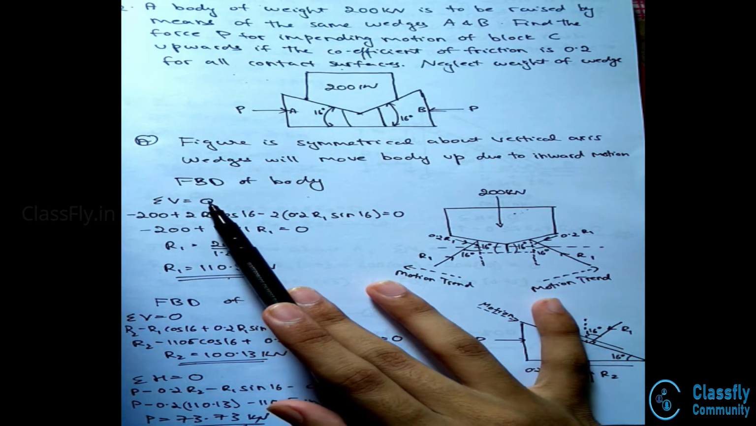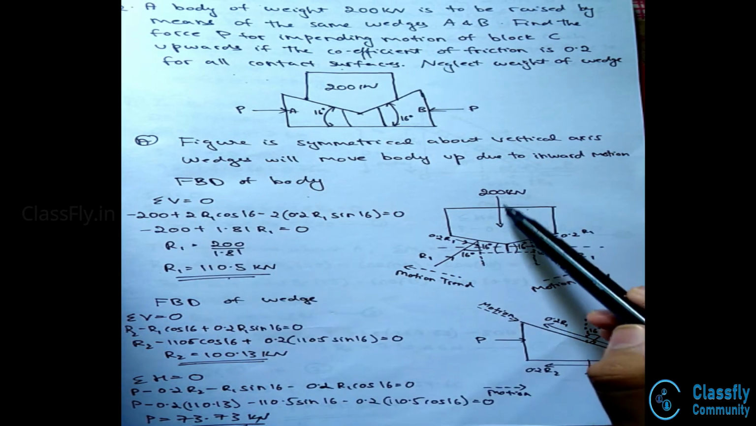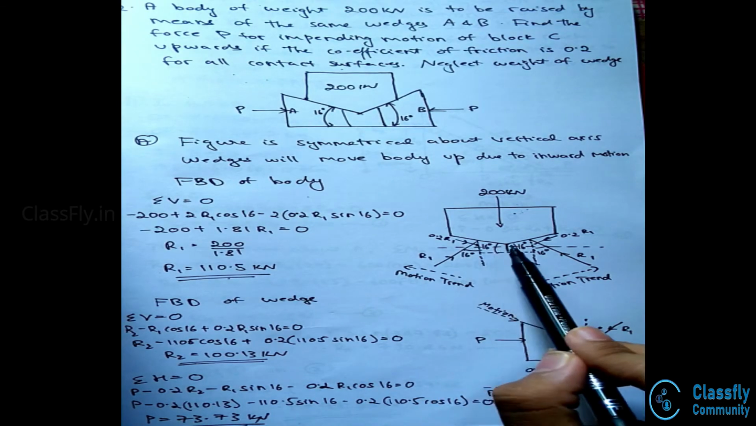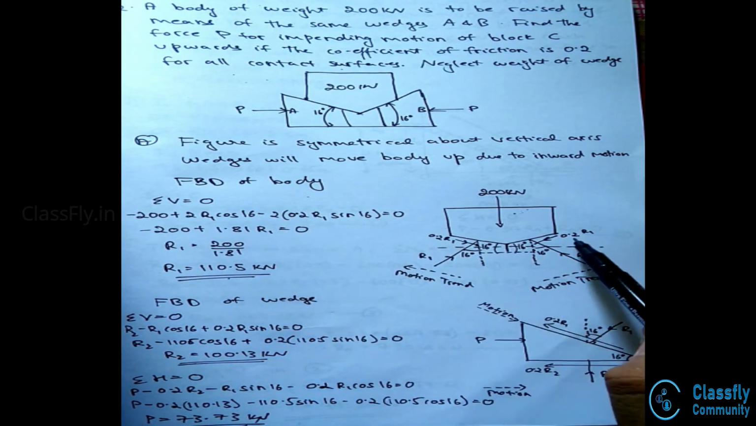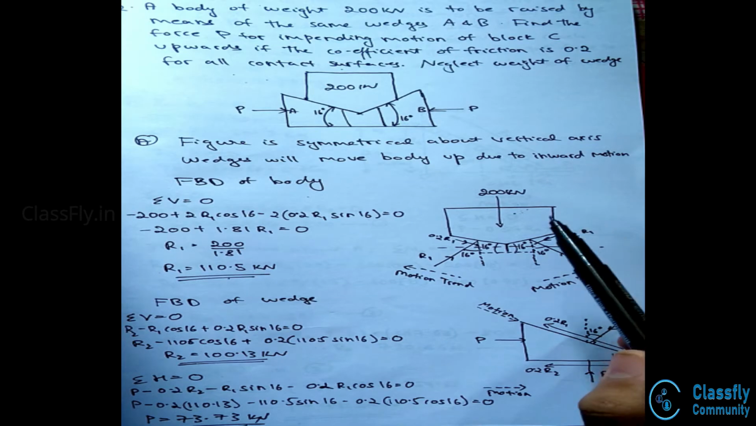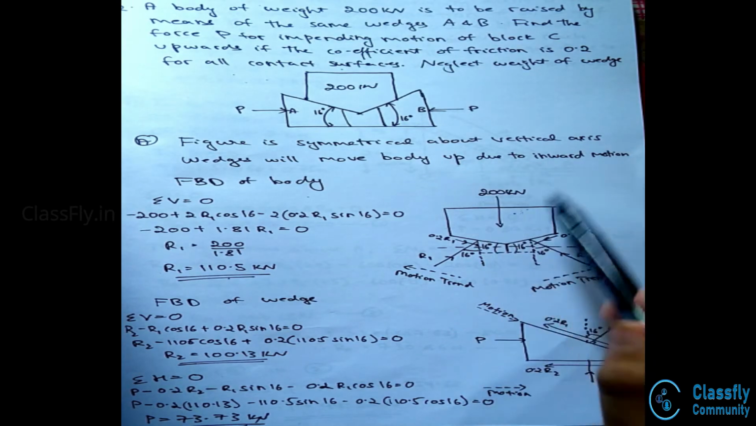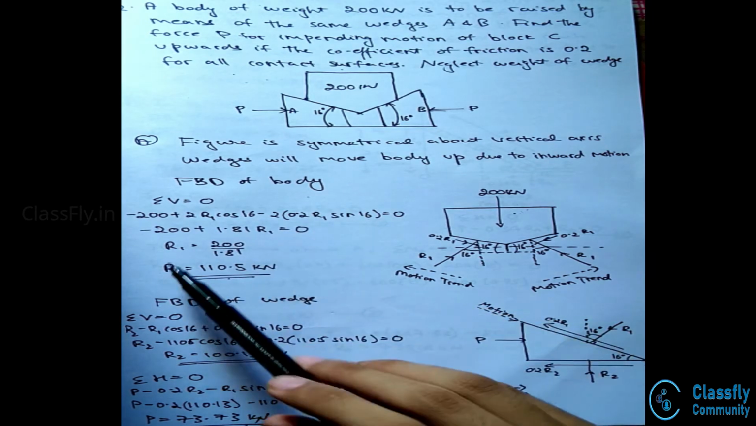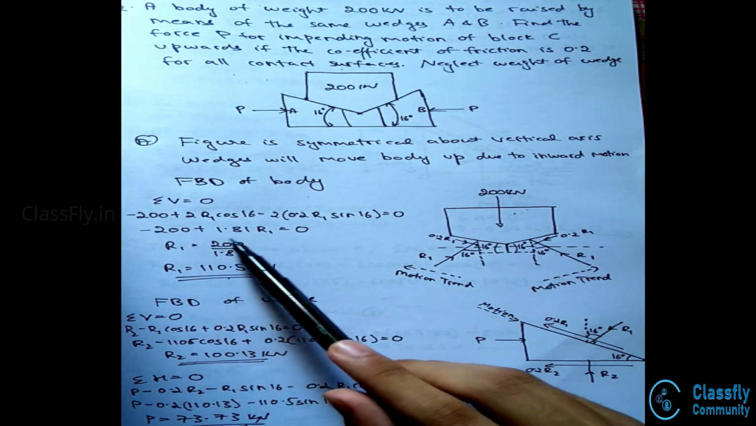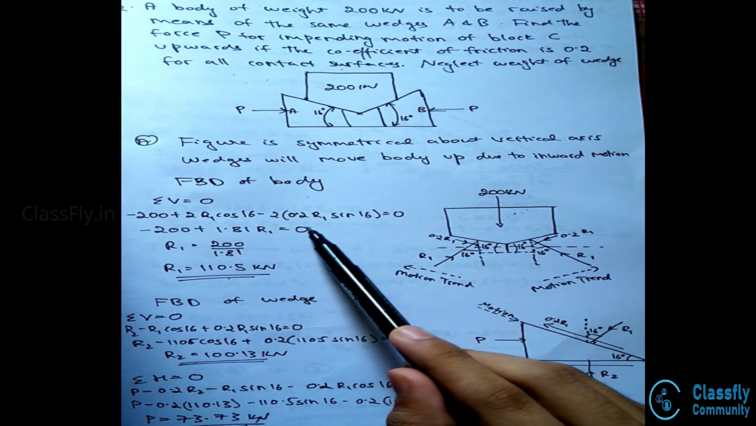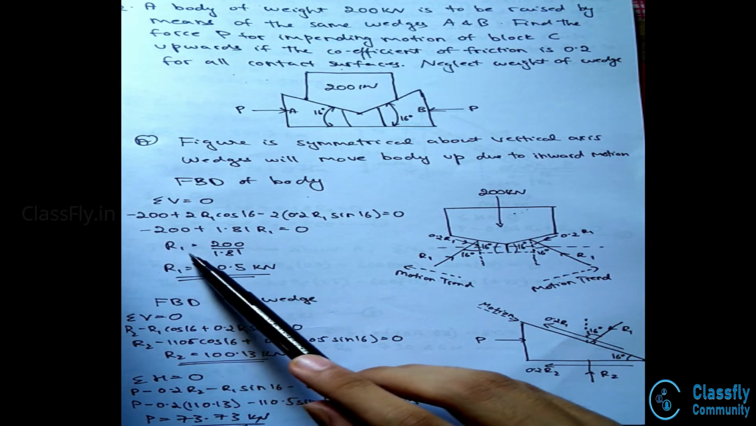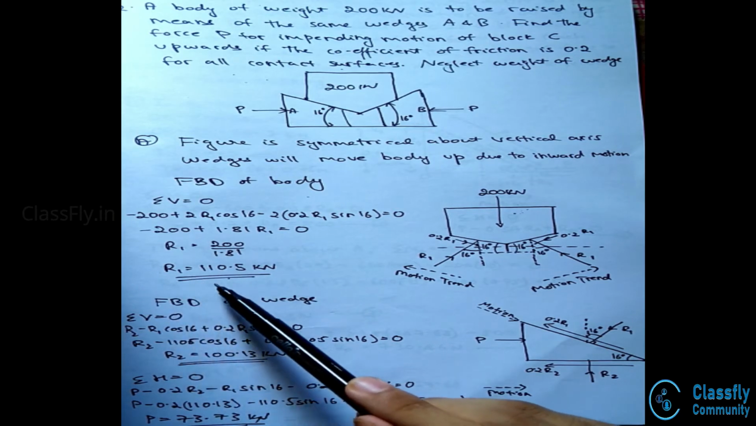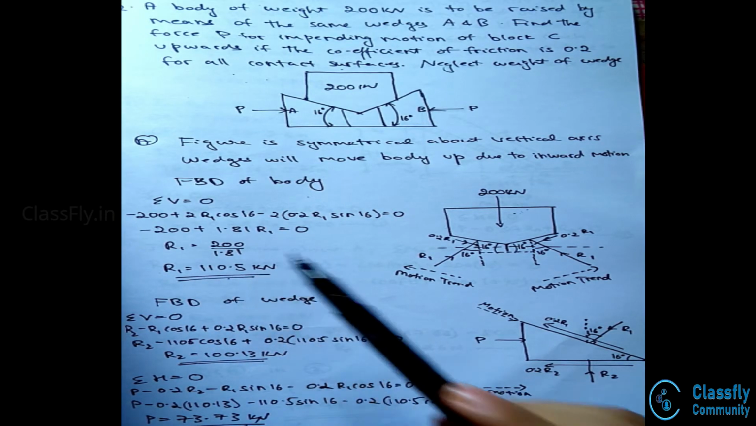Now, summation V is equal to 0, hence minus 200 plus 2 times R1 cos 16 minus 2 times 0.2 R1 sin 16, as the figure is symmetrical about the vertical axis. On both the sides, the forces will be the same. Hence, minus 200 plus 1.81 R1 is equal to 0. Hence, R1 is equal to 200 divided by 1.81, which means R1 will be equal to 110.5 kN.